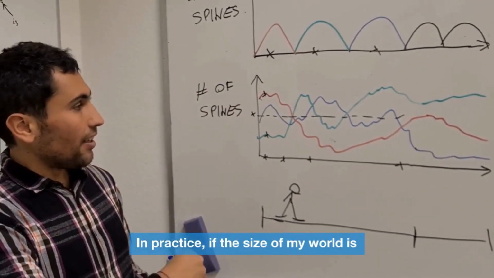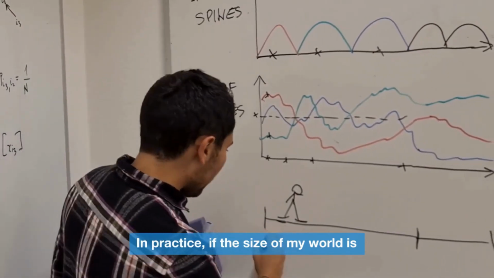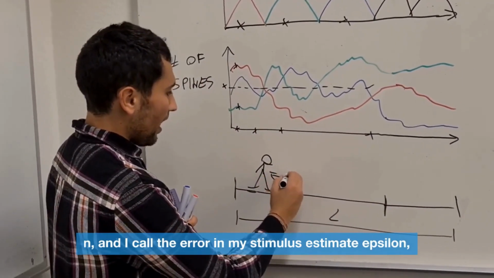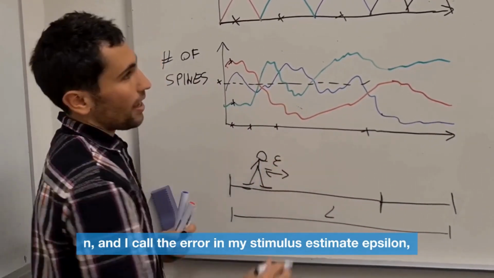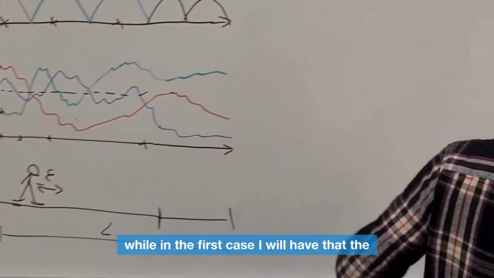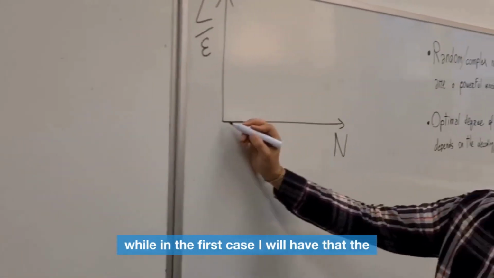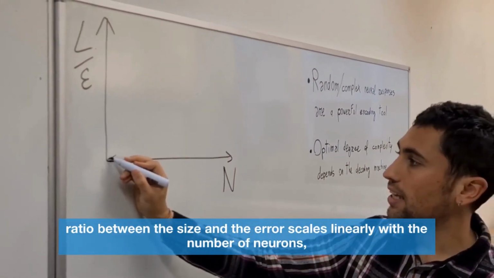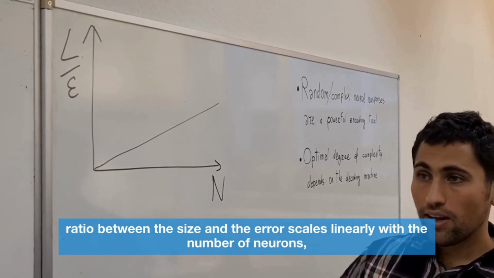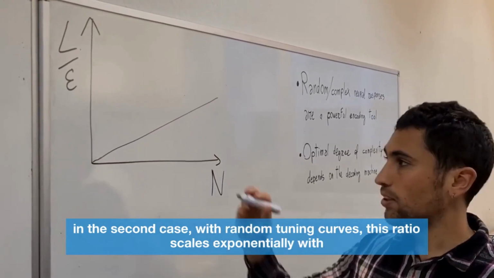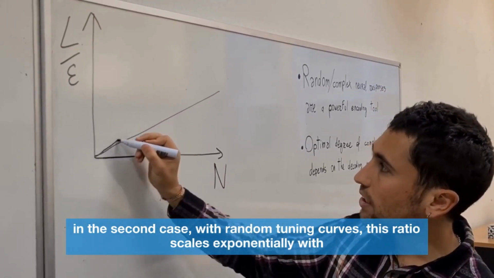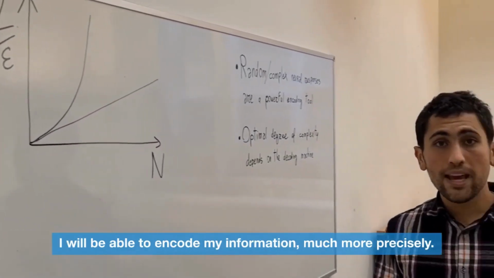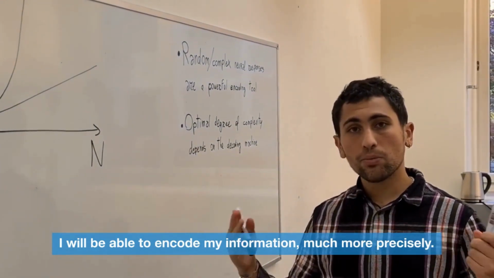In practice, if the size of my world is L, and I call the error in my stimulus estimate epsilon, while in the first case the ratio between the size and the error scales linearly with the number of neurons, in the second case, with random tuning curves, this ratio scales exponentially with the number of neurons. So with few neurons, I will be able to encode my information much more precisely.